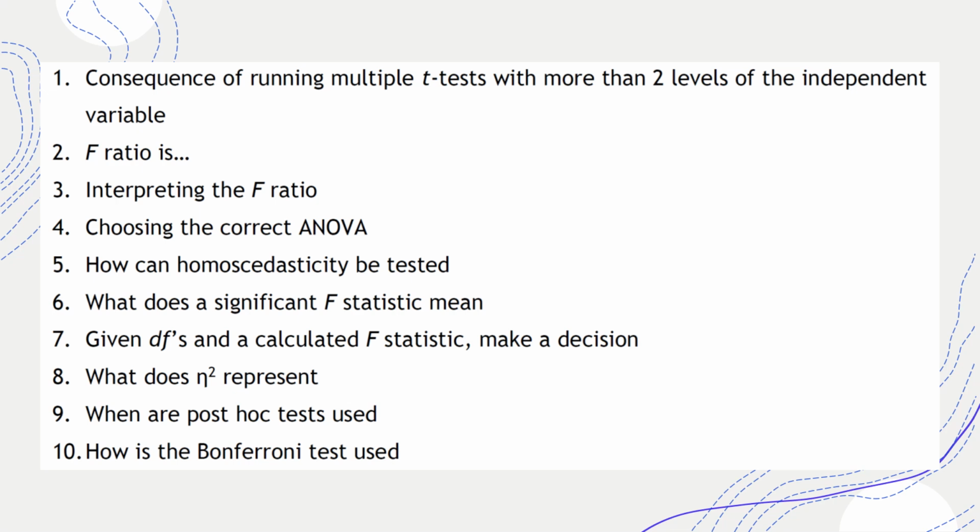Number 7, given degrees of freedom and a calculated F statistic, make a decision. For this one, you'll have to use the table to find what the cutoff is, and then determine whether the calculated F that they give you is past the cutoff or not. If it's past the cutoff, you can reject. If it's not, you fail to reject.